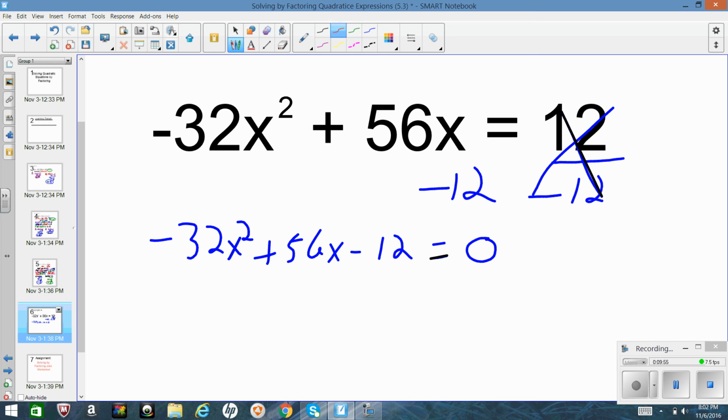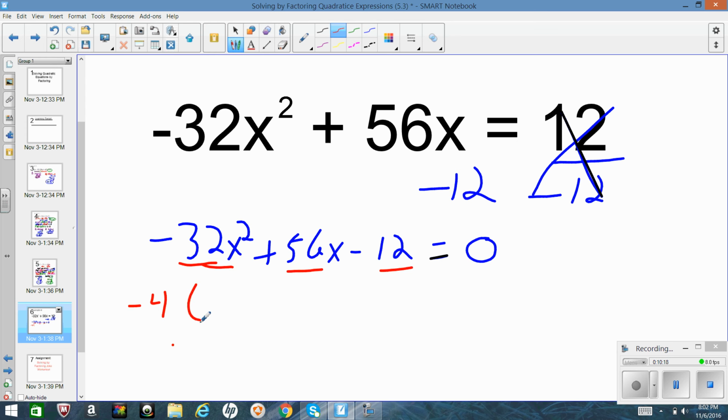Again, for all of these, we should have looked for a greatest common factor. None of them had a greatest common factor until here. And my greatest common factor, if I look at all three terms, is a -4. I'm going to factor out a -4 because I always want to try to make the first term positive if I can. And they all have a -4.